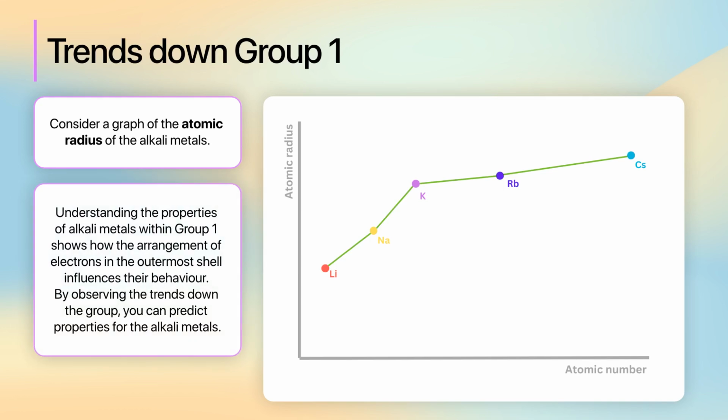Understanding the properties of alkali metals within Group 1 shows how the arrangement of electrons in the outermost shell influences their behavior. By observing the trends down the group, you can predict properties for the alkali metals, making connections between their atomic structure and their physical and chemical characteristics.